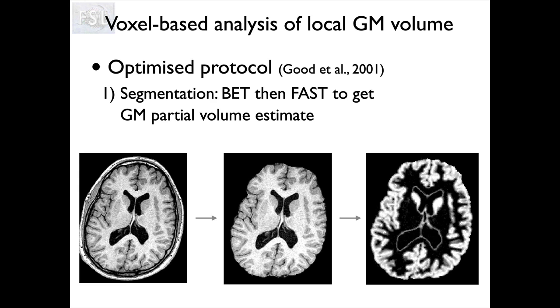So we're going to describe the optimized protocol, which is what is implemented in FSL VBM, though it's not the first VBM style thing to have been published. So the idea here is that we take an image and we do a brain extraction on that. So that's fairly familiar and that can be done with the tool BET within FSL. And then we do a tissue type segmentation with FAST in order to get the grey matter partial volume estimate or PVE.